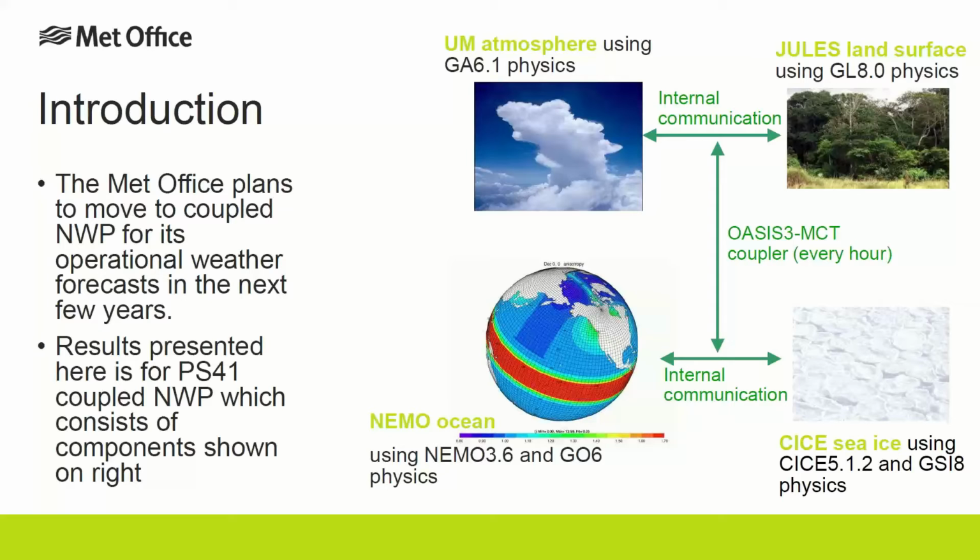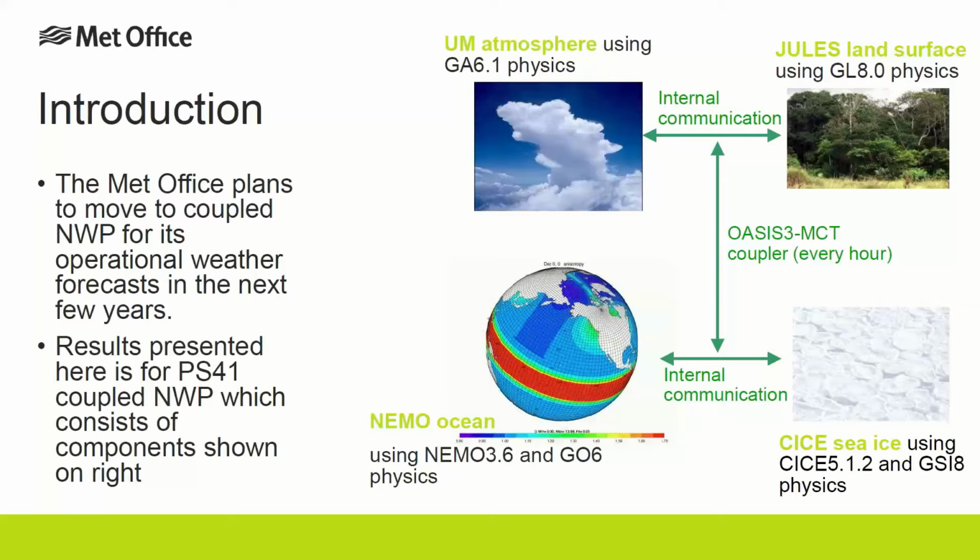For the ocean, we use the NEMO ocean model at NEMO 3.6, and for the sea ice, we use the SI3 sea ice model using SICE 5.1.2. Again, these are compiled into the same executable and communicate at the subroutine level. The NEMO and SICE models use the ORCA grid, the tripolar grid. UM and JOULES use a latitude-longitude grid. So they communicate by the OASIS-3 MCT coupler every hour.